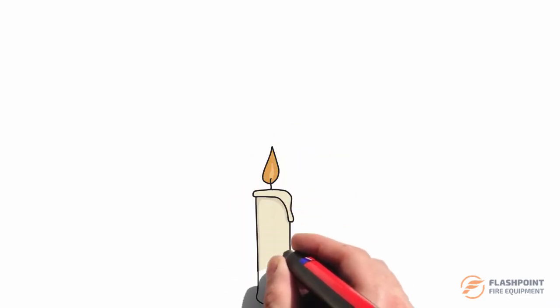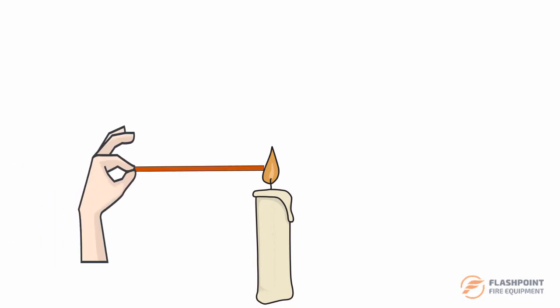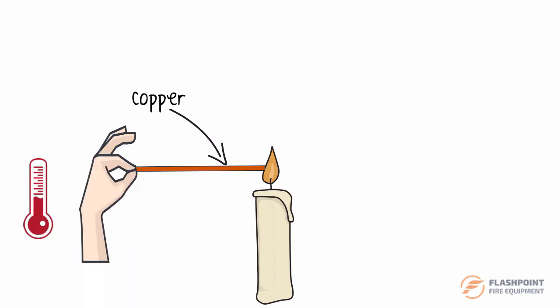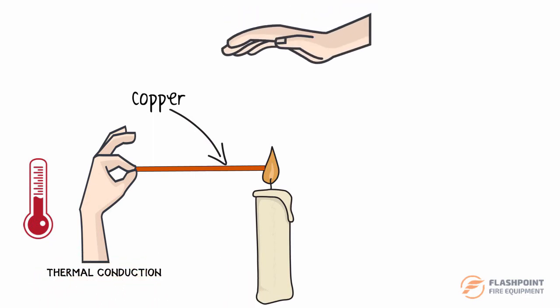The three primary means of thermal energy transfer can be easily demonstrated with a simple candle flame. Hold a piece of copper wire in your bare hand and place the other end into the candle flame. With copper being a relatively good conductor, it won't be long before you start to feel the wire heating up in your hand as it conducts energy from the candle flame. This is thermal conduction.